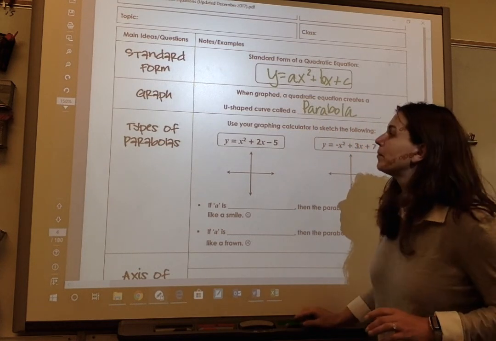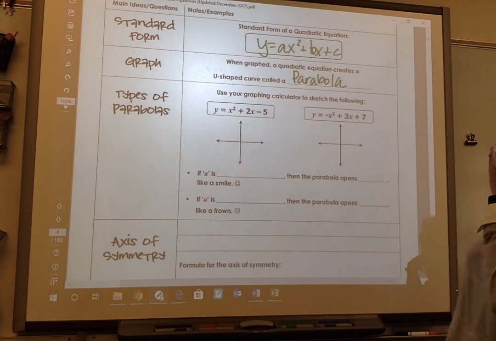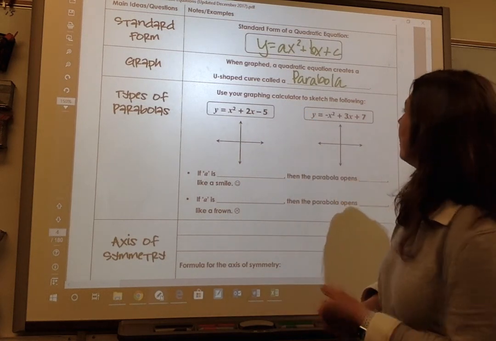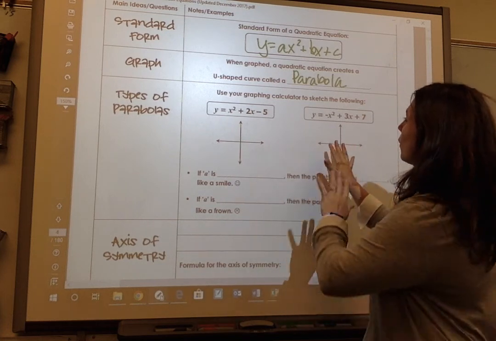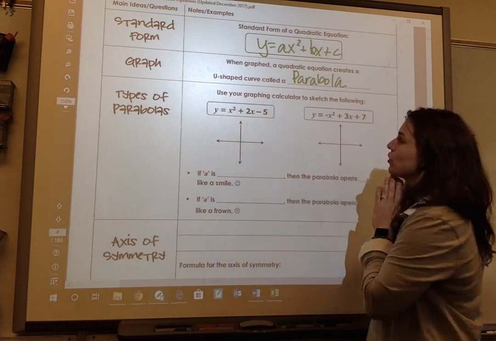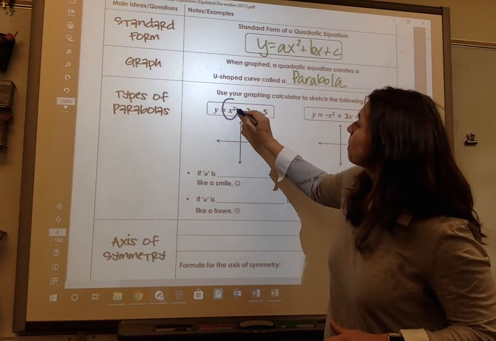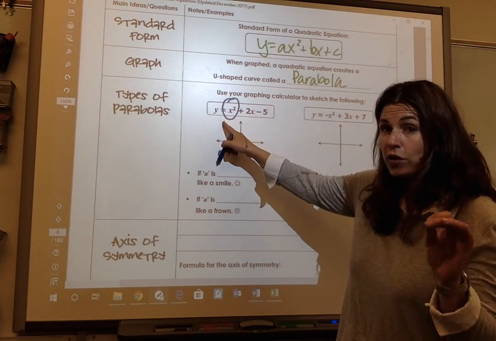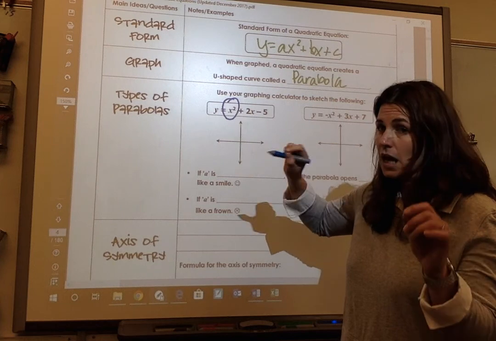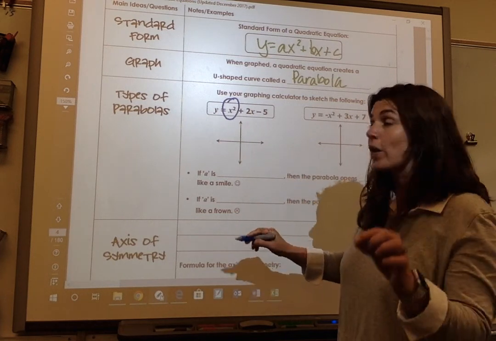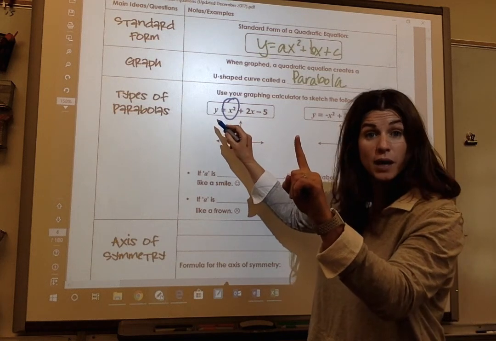A parabola. Now, we're not going to use a graphing calculator because you need to be able to do it by hand. But I want to quickly go over the two differences in these equations. You'll notice that the coefficient of the quadratic term, that is a lot of language in what I just said, the coefficient of the quadratic term is 1, and it's positive.